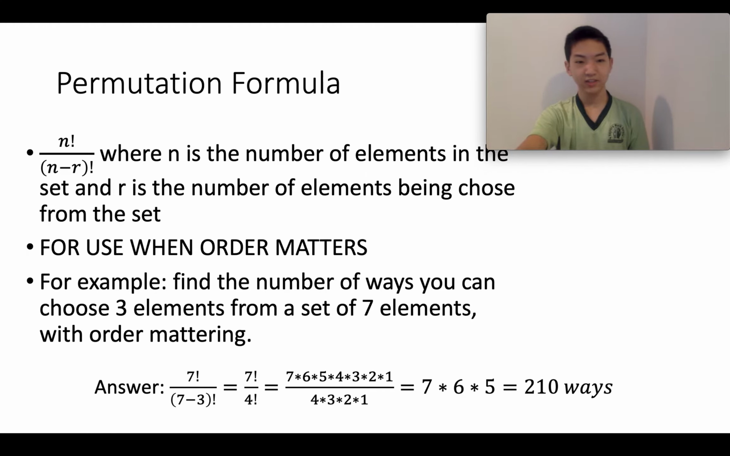The answer to that is you can just plug it into the formula and you get 7 factorial divided by 7 minus 3 factorial, which would be equal to 7 factorial divided by 4 factorial. And you can write it all out. And for that we would get 7 times 6 times 5 times 4 times 3 times 2 times 1 divided by 4 times 3 times 2 times 1. So we can cancel out the 4 times 3 times 2 times 1 from both sides. So we end up with 7 times 6 times 5, which is equal to 210 ways.